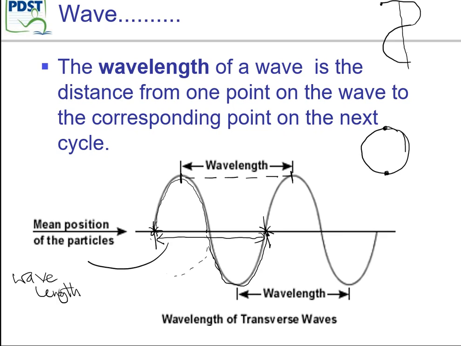I can start from here. If I start from here, I'll have to move to a corresponding point, which is this one. So that becomes my wavelength, because this point A is similar to point B, only that they are from two adjacent waves. So what we are saying is the distance between two adjacent points on adjacent waves is called wavelength.